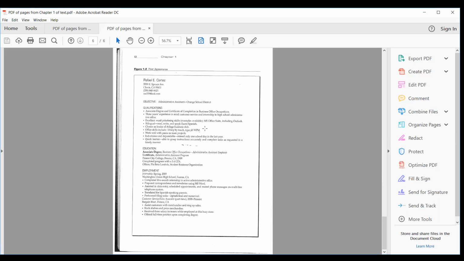Office skills, okay. Typing, 10-key touch. That's a 10-key calculator by touch. Works well with peers, industrious and dependable. Missed only one school day in the last year. I probably wouldn't put that in. Quick learner.